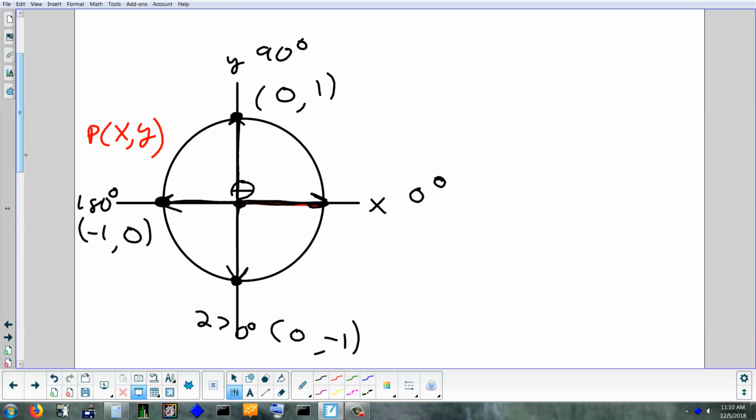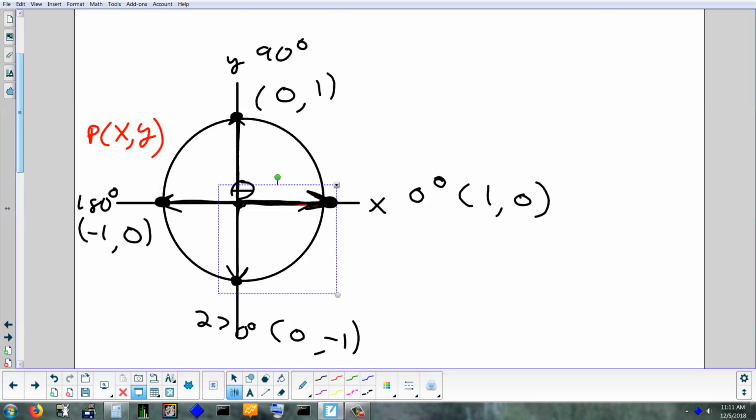And then 0 degrees, your initial would be right there, and your terminal would be right on top of it. What's the coordinate for 0 degrees? (1, 0). Okay, so those are the 4 easiest coordinates to find, because all of the coordinates have a 0 and a 1, or a -1. So 0s, 1s, -1s. Any questions on how we found those 4 coordinates?